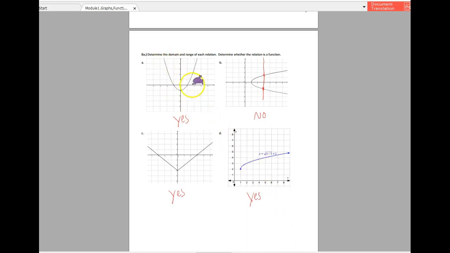These are from that parent graph page that I showed you in a previous video. Quadratics, or x squared equations, will always be functions. Absolute value equations will be functions, and square root equations will be functions.